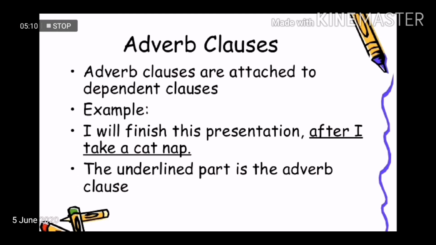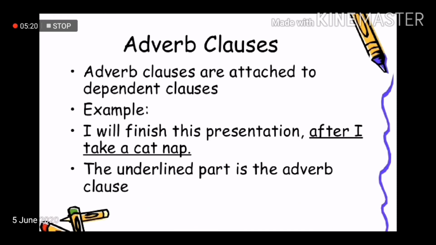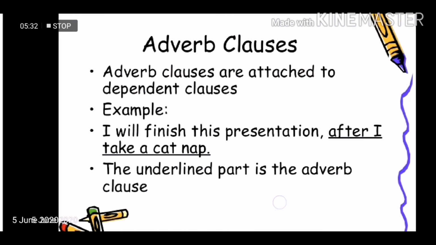Adverb clauses क्या होते हैं? Adverb clauses are attached to dependent clauses. Example: I will finish this presentation after I take a cat nap. So cat nap is actually a one word here. I forgot to bring them closer. The underlined part is the adverb clause. After I take a cat nap. So this is the adverb clause.